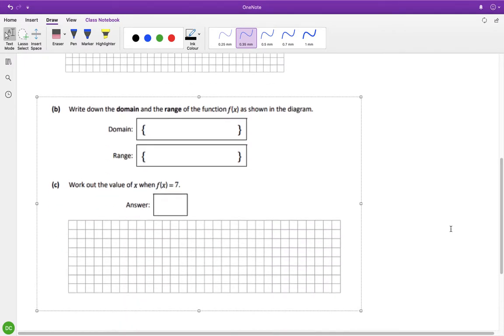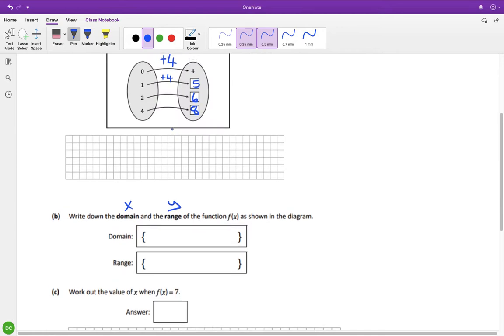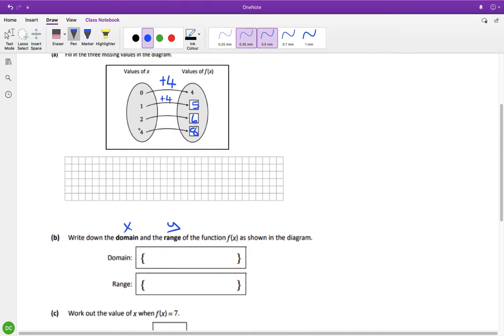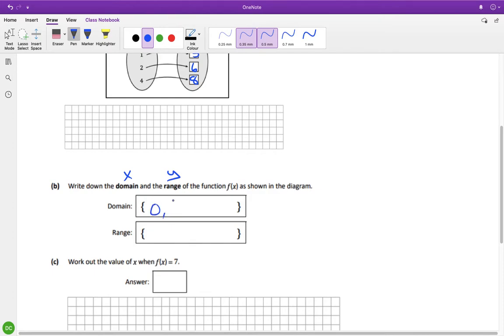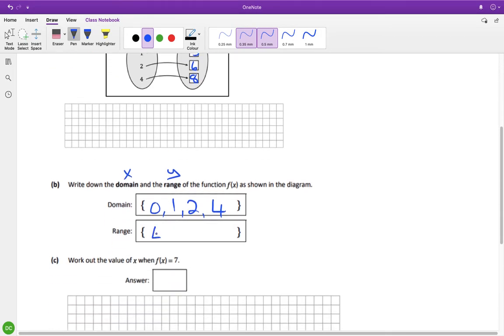So write down the domain and the range. The domain is the x values and the range is the list of y values. So the domain is over here, the x's 0, 1, 2, 4, and the range is over on the right here, 4, 5, 6, 8.